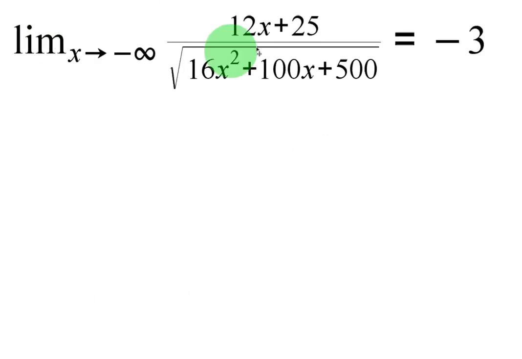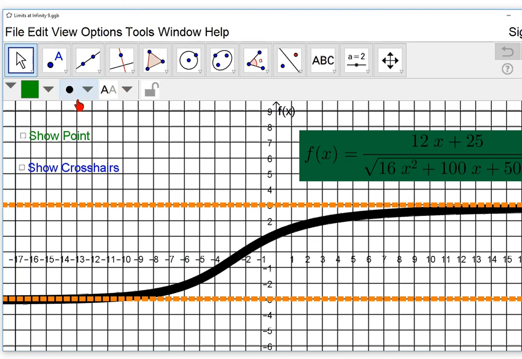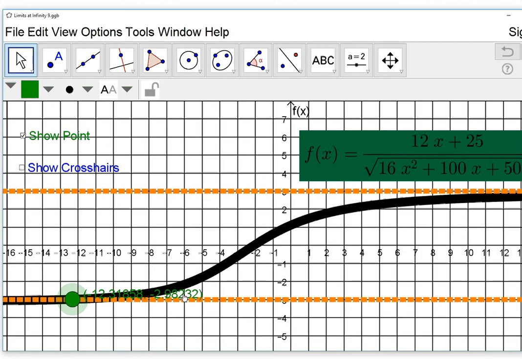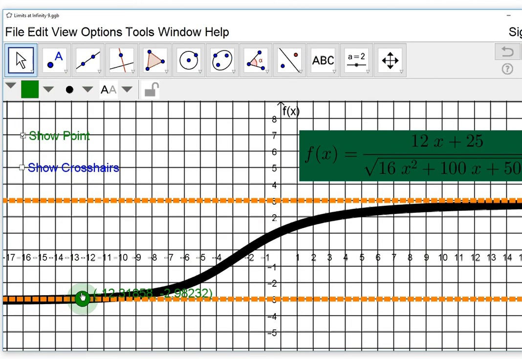And here is our original question written out. The limit as x approaches negative infinity of 12x plus 25 over the square root of 16x squared plus 100x plus 500 is equal to -3. Here's what the graph looks like. I'm going to put a point on here. As we approach negative infinity, we're going to approach what? We're going to approach -3. The y value will approach -3. It's hard to see that because the asymptote is over top of it.